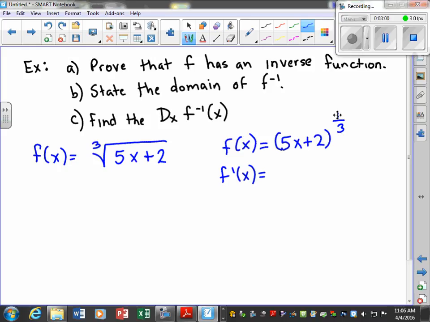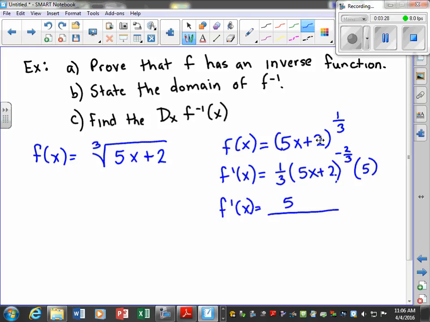Okay, remember, so we're going to have 1/3, leave your parentheses the same, minus 1. So what's 1/3 minus 1? Negative 2/3, and then we have to take the derivative of this inside function. What's the derivative of this? 5. Good. So, which if I simplified this a little bit and cleaned it up, it would just be 5/3. Bring my 5x plus 2 to the bottom to rewrite it as positive. That's still to the 2/3 power.